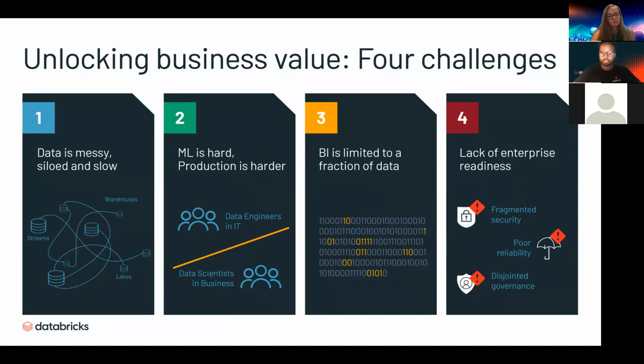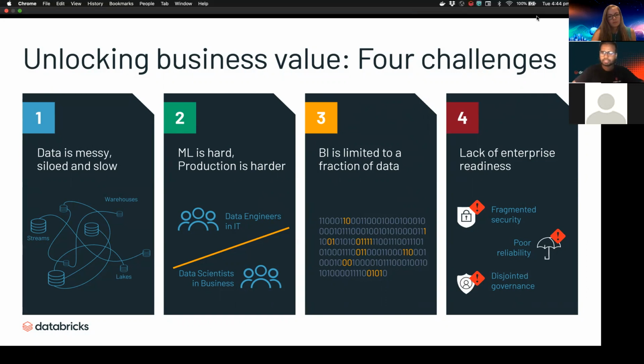So in order to unlock business value, there are 4 key challenges that we are trying to address. The first thing is data being messy, siloed, and slow because of the fragmented data estate I was talking about. The second thing is ML is hard, and productionizing ML is even harder, right? That actually is because of the people silo that exists, where data engineers work in their own tool sets and silo, and data scientists work in their own tool sets, right?